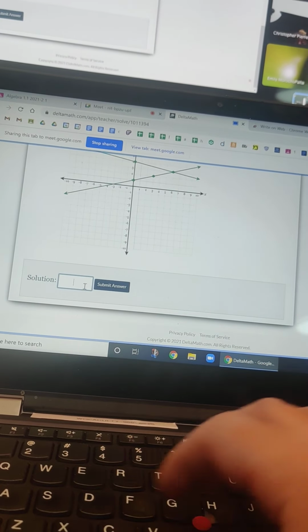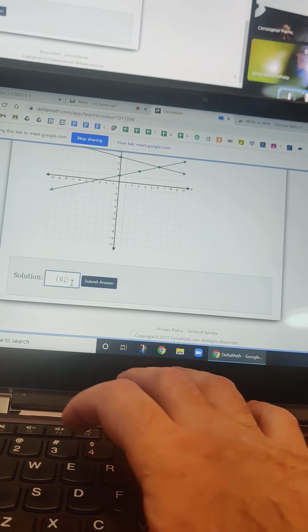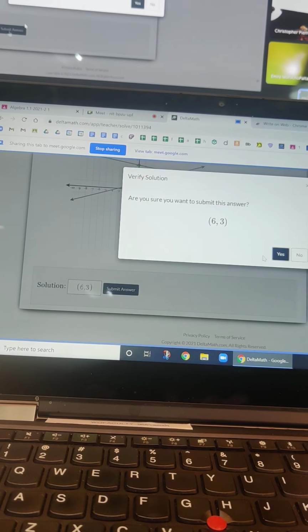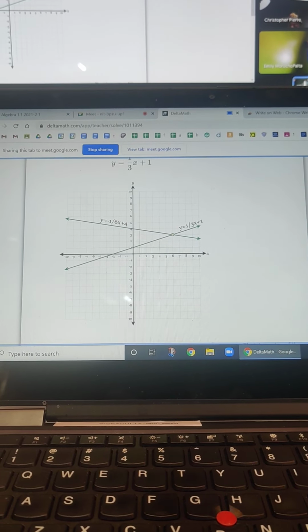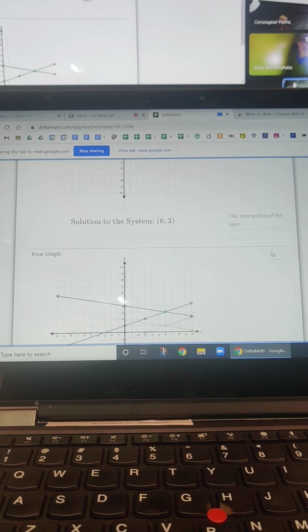This is hard to do while holding a camera. Shift parentheses, 6, 3, close parentheses, submit. Yeah, there you go. And again, it looks exactly the same as mine, except they show you the actual lines, which is kind of cool. And that's it. All right.